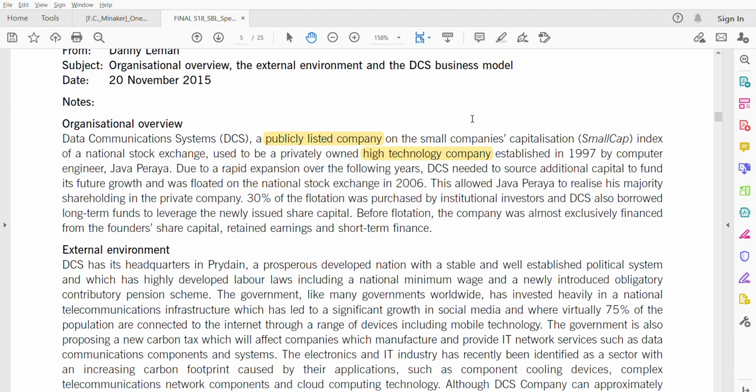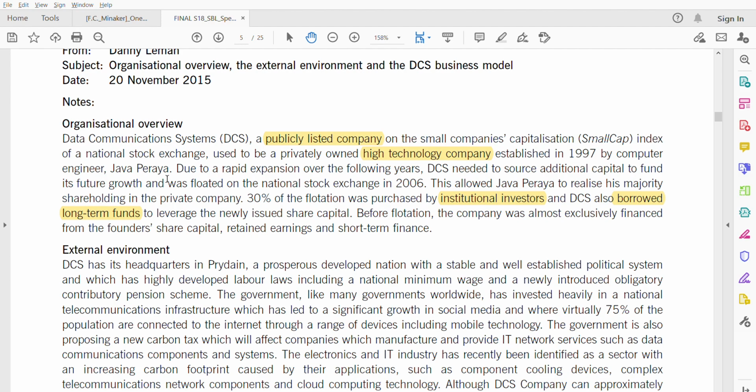Okay, what can you understand from this? You can understand that they have given the kind of stakeholders. So 30% of the flotation was purchased by institutional investors, so you can say this is one kind of stakeholder. And DCS also borrowed long-term funds to leverage the newly issued share capital. So they have borrowed. Very important. Okay, the lender. So they are a stakeholder to leverage the newly issued share capital.